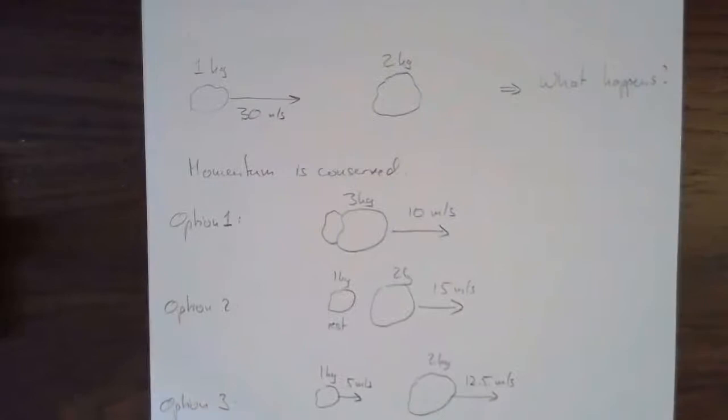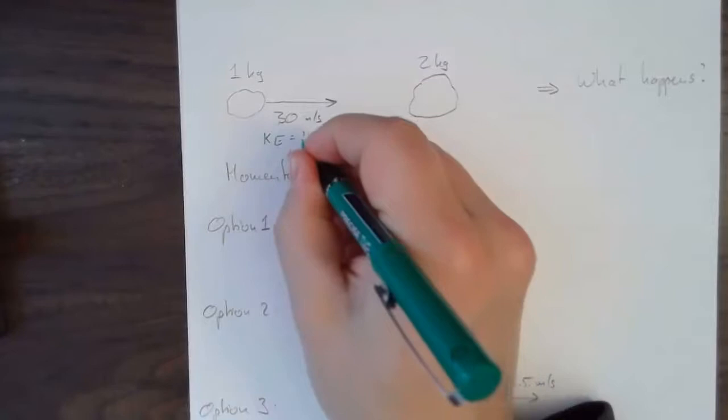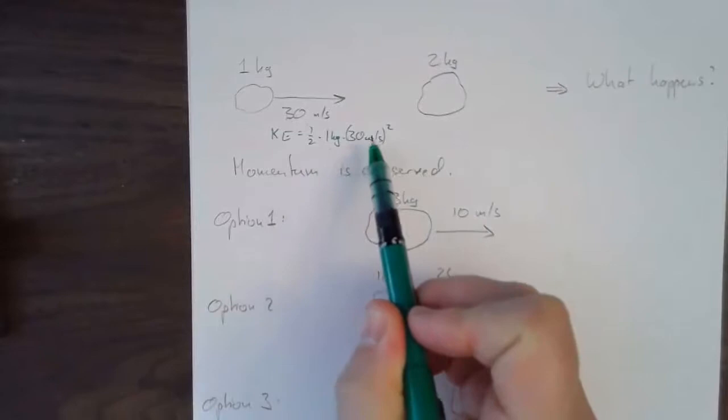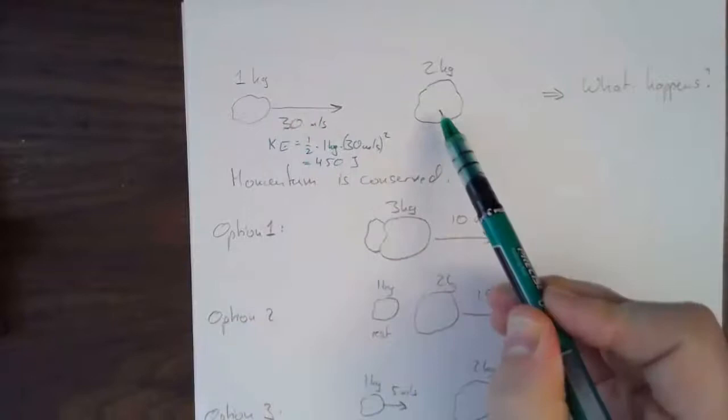So let's do that. Let's see how much kinetic energy we have at the beginning. In this case here, the kinetic energy is 1/2 times 1 kilogram times 30 meters per second squared, which in my books comes to 30 squared is 900, times 1 is 900, times 1/2 is 450 joules. That's the total kinetic energy at the beginning, because this one doesn't have any, because it's just sitting there.